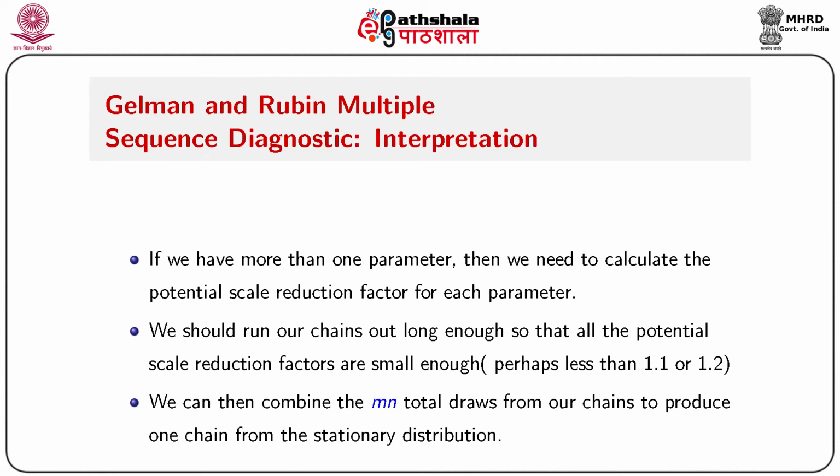The interpretation is, if we have more than one parameter, then we need to calculate the potential scale reduction factor for each parameter. And we should run our chain long enough to show that all potential scale reduction factors are small enough, perhaps less than 1.1 or 1.2. We can then combine the M chains into N total draws to produce one chain from the stationary distribution.